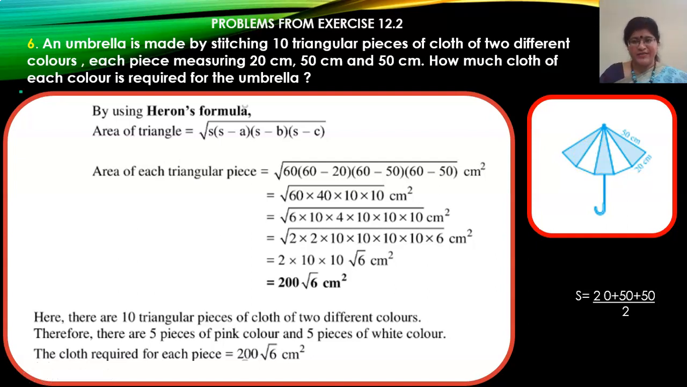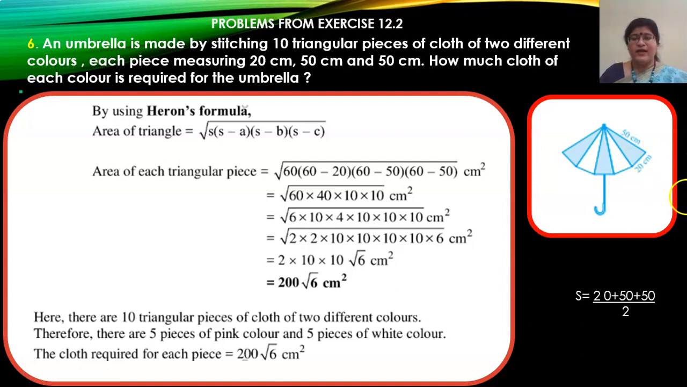What you need to calculate here is how much cloth of each color is required for the umbrella. So let us take one triangular piece, for example, this blue triangle. The dimensions of the blue triangle are already mentioned. One of the sides is 50, the other side is 20, and this side is also given as 50 centimeters. So we will calculate the area of this triangular piece using Heron's formula. You've already done this in the previous online class.